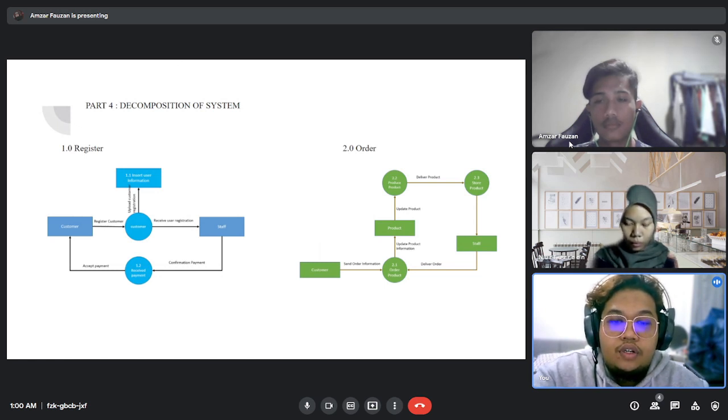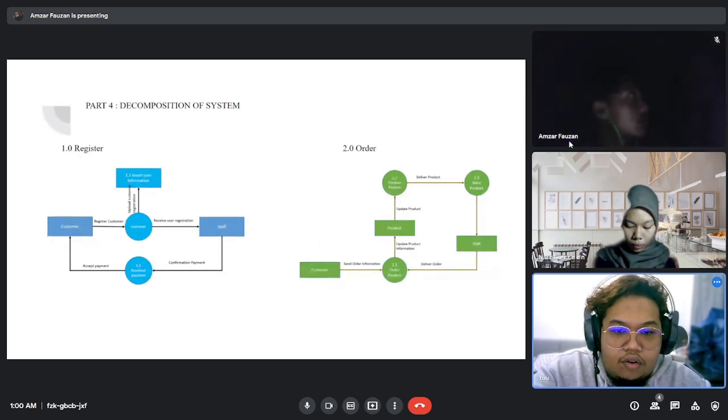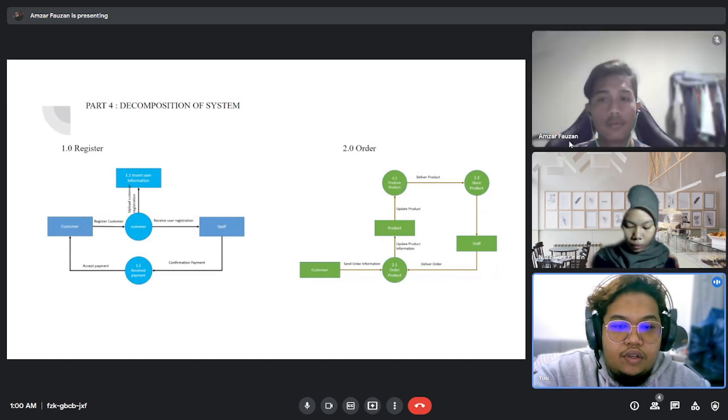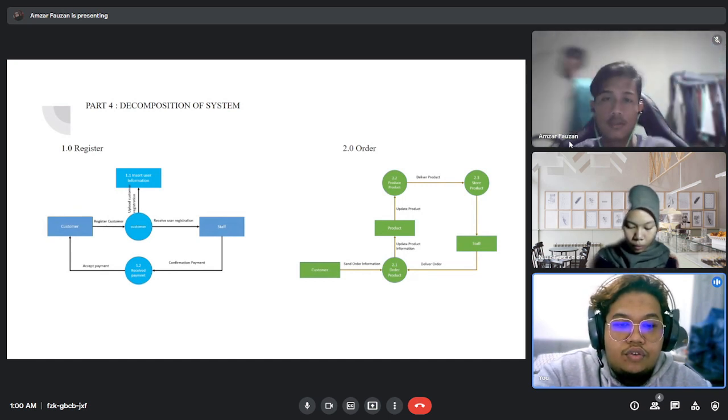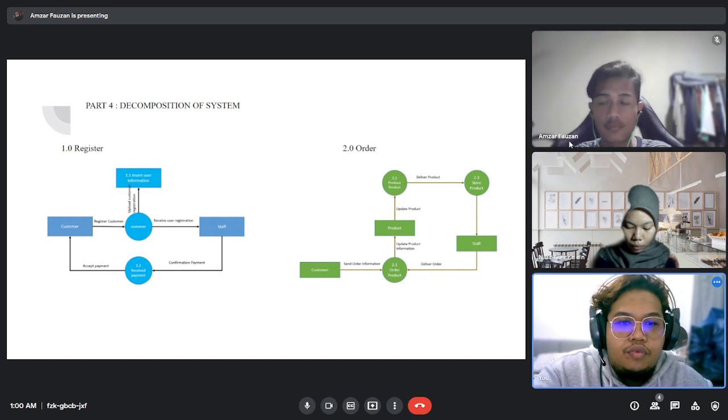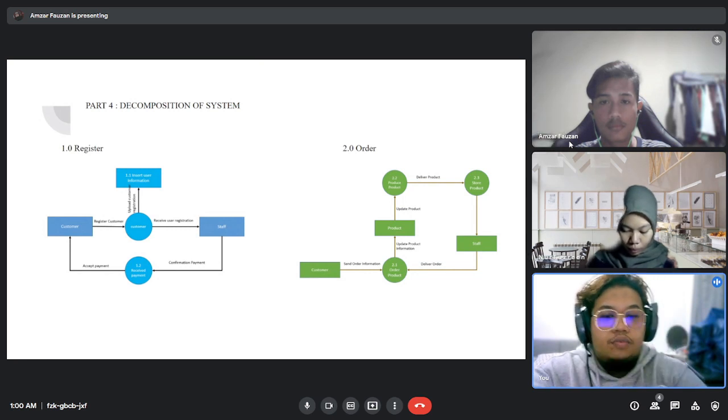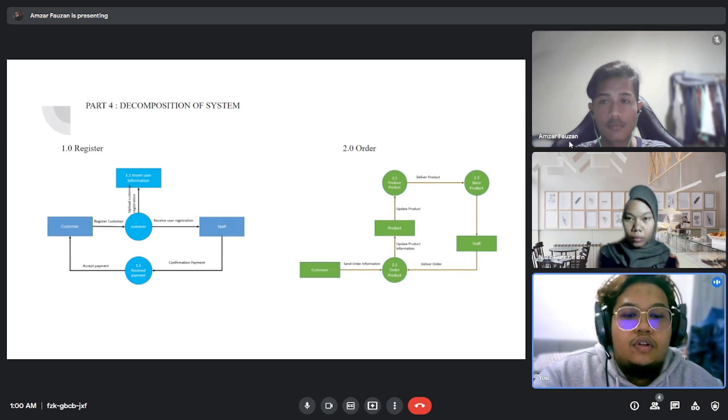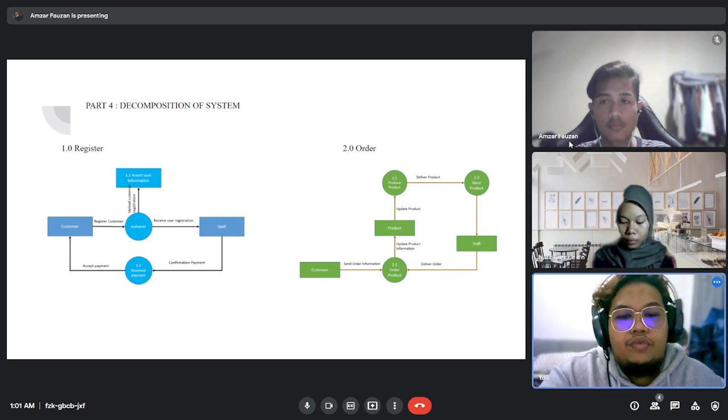So for the order, customer will send order information and order product, and then we go to product and update product, and then produce product, deliver product and store product to the staff, and then we deliver order to deliver product. So the circle will be in the order of the order product.